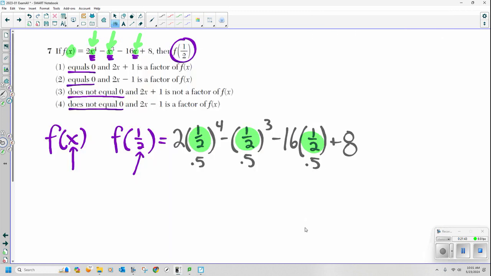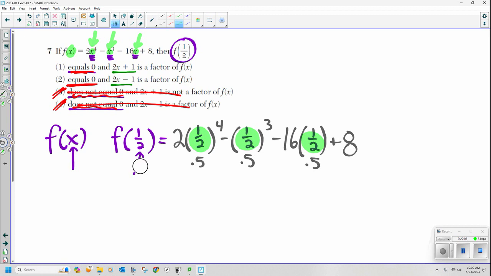It is 0, which means if it's going to equal 0, it's either choice 2 or choice 1. It is not 3 or 4, that's saying it does not equal 0. Okay, so now we're getting to the point where either 2x plus 1 is a factor, or 2x minus 1 is a factor. Now we're moving on to this part. One of these is a factor.